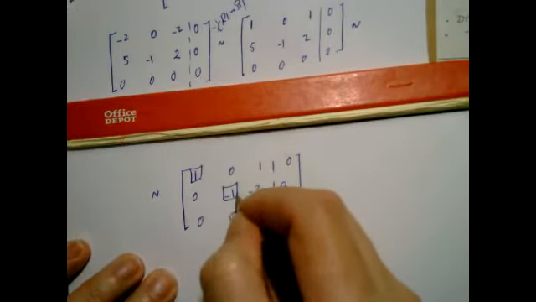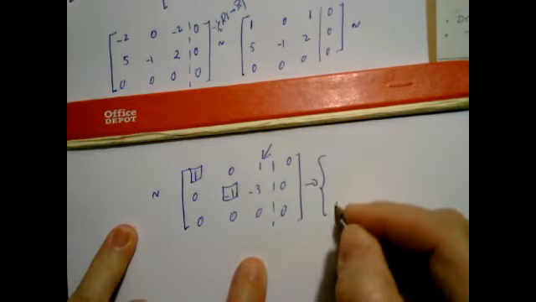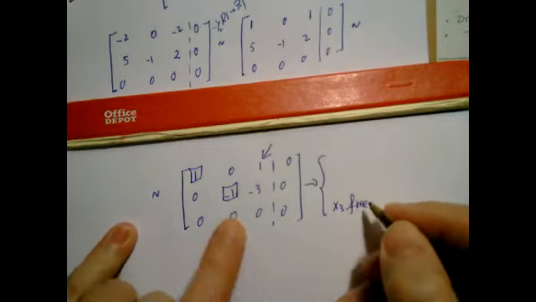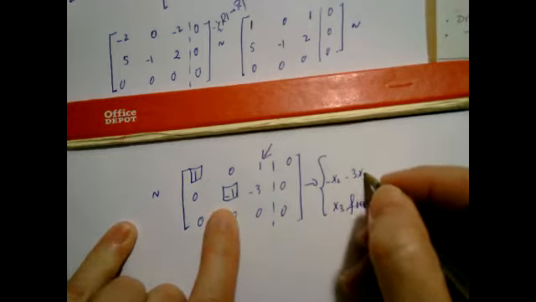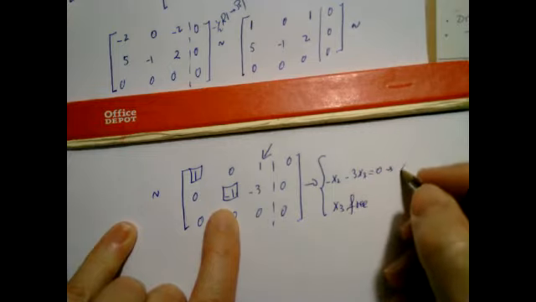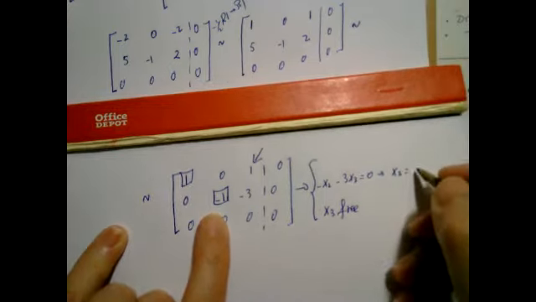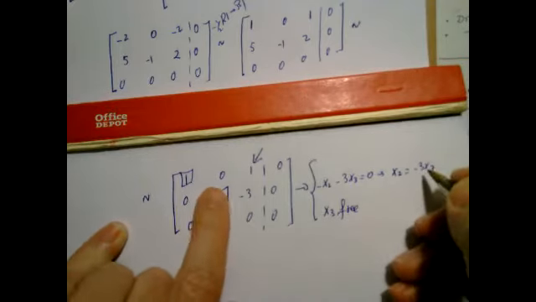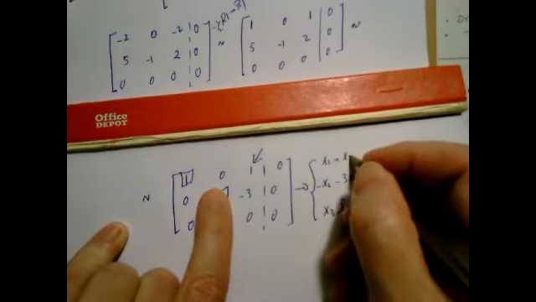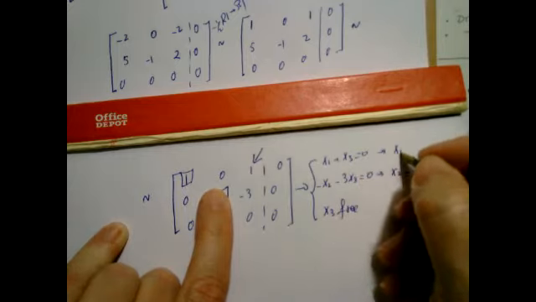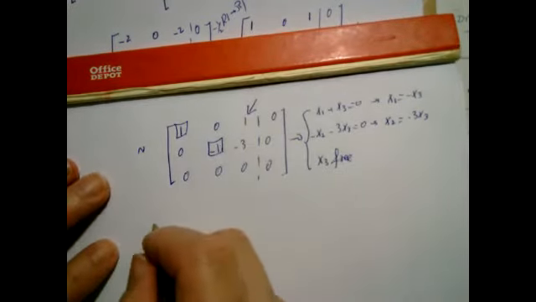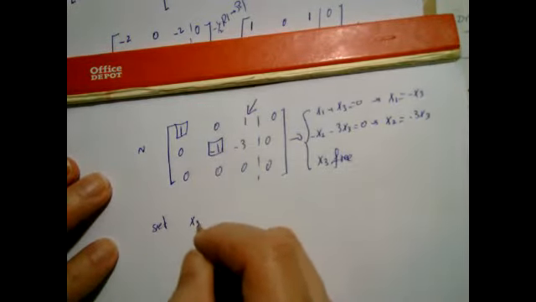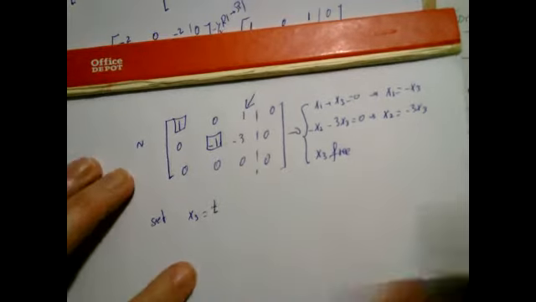Leading, leading. X3 is free. So this is going to give me X3 is free. The second row reads minus X2 minus 3X3 equal to 0. It means X2 equals minus 3X3. The first row reads X1 plus X3 equal to 0. X1 is minus X3.